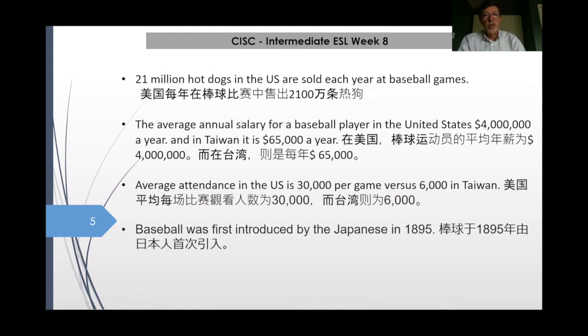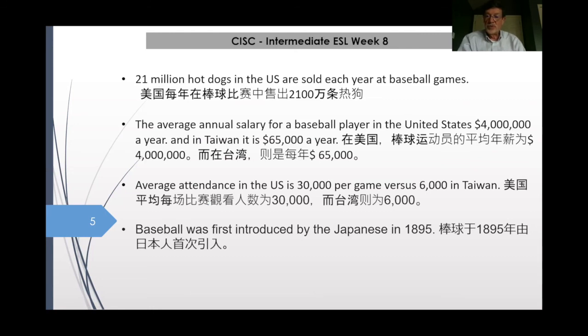21 million hot dogs are sold each year in the US at baseball games. So that's a lot of hot dogs. The average annual salary for a baseball player in the United States is $4 million a year, and in Taiwan it is $65,000 a year. So the US players are overpaid, and the Taiwanese players are underpaid, in my opinion.